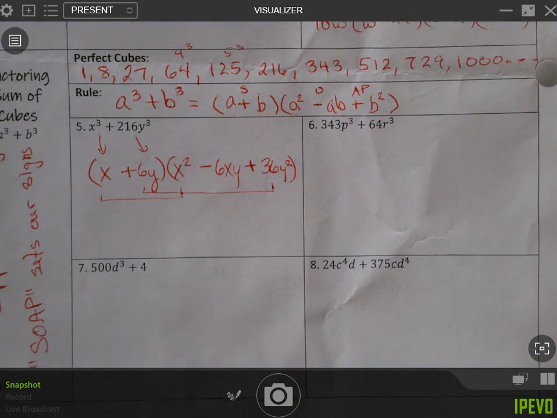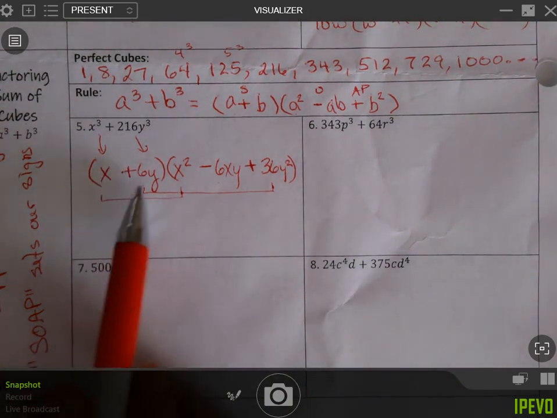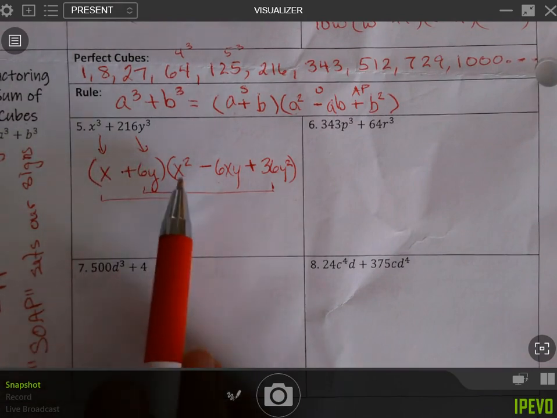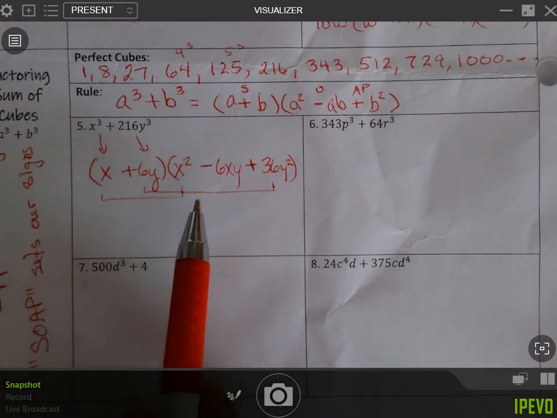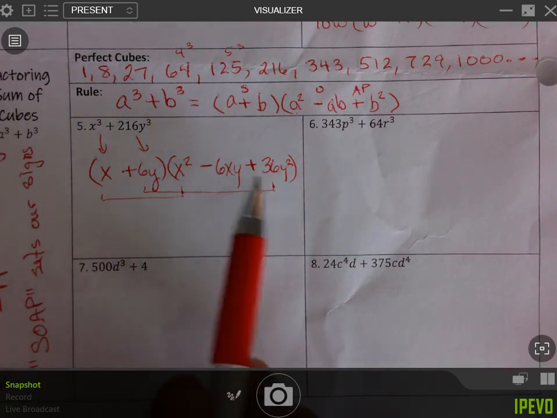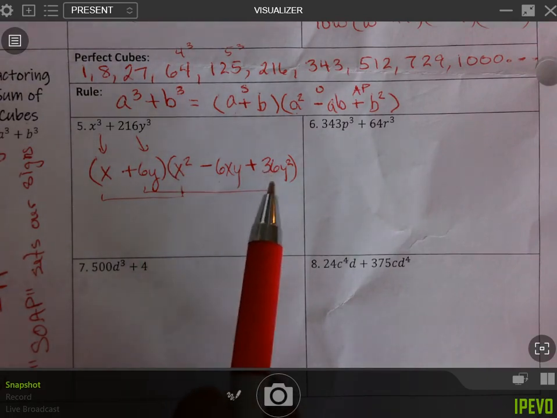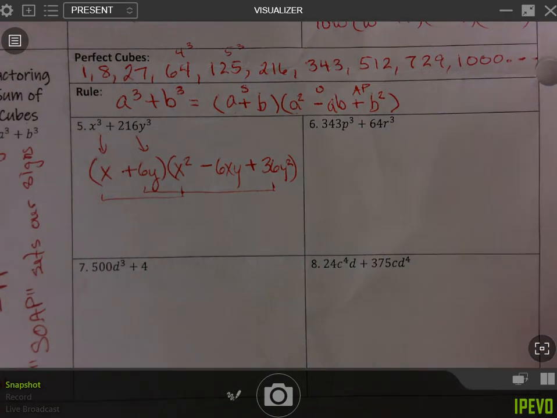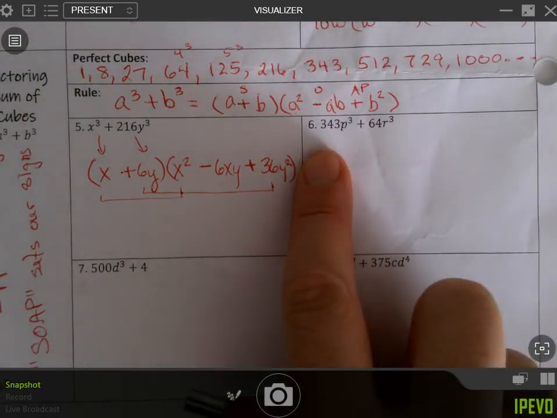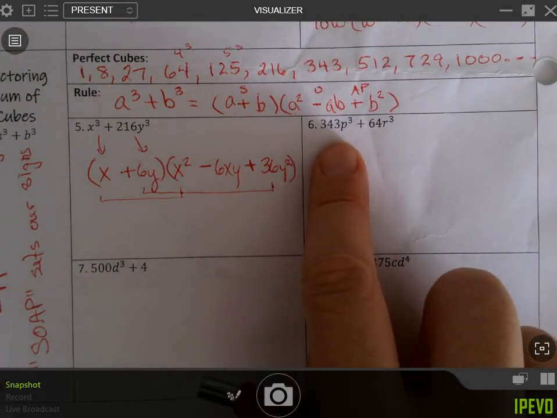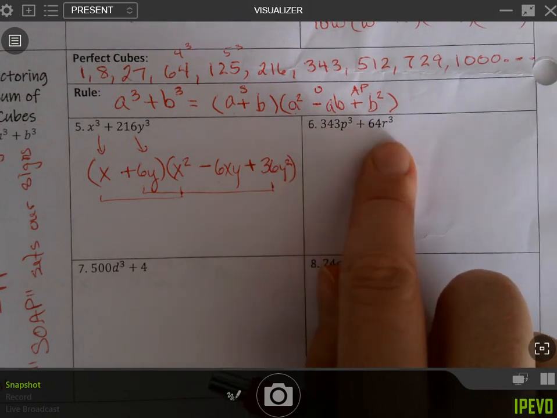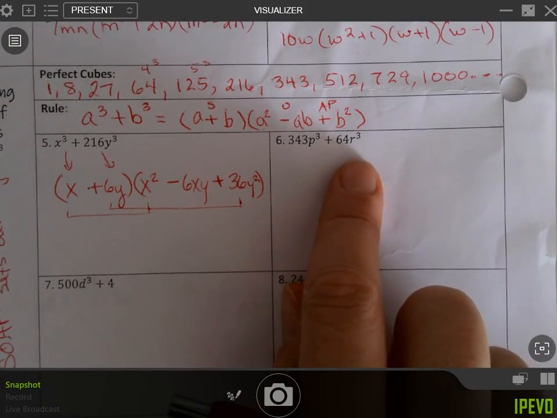Now, that's it. This is where we stop. I should check if my binomial factors more, but this trinomial will not factor more. I'm going to come back to that. I'm going to tell you why and show you why, because it looks like it does, but I'll come back to that. Let's focus on this. Okay, I'm looking at number 6. There's, I believe, no GCF. You can tell me if I'm wrong.